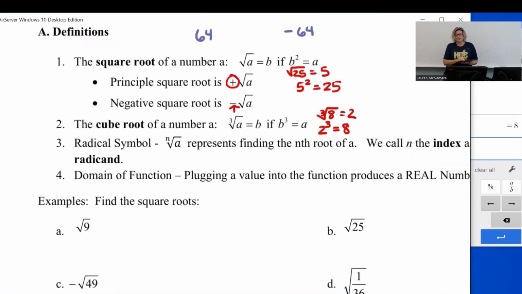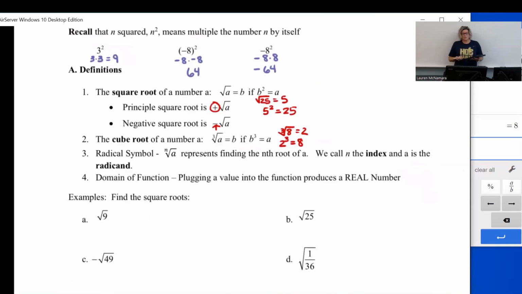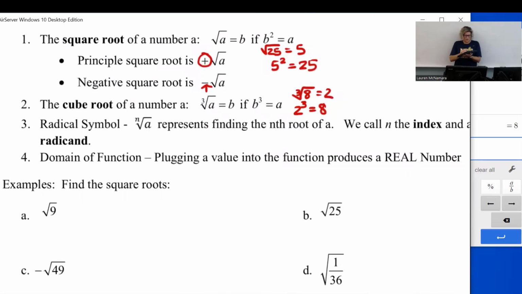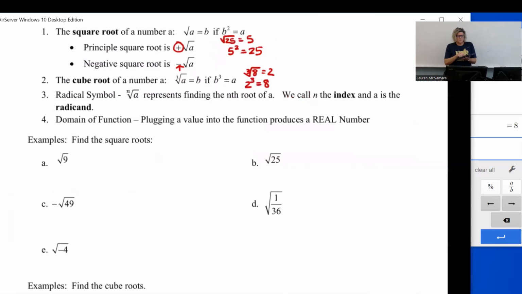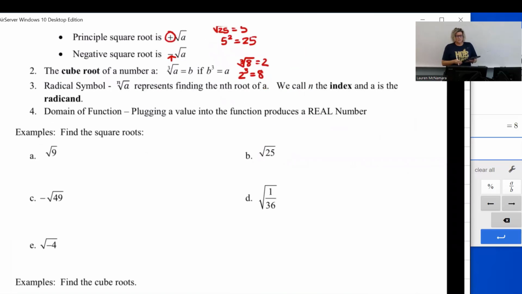All right, so you've already heard me say it. It is called our radical. Our index is here, but notice that up here in this example, I don't have an index there, because we assume that it's 2, the square root. The domain of a function is when you plug in some number and you get a real number back.